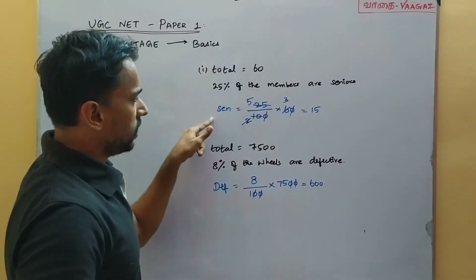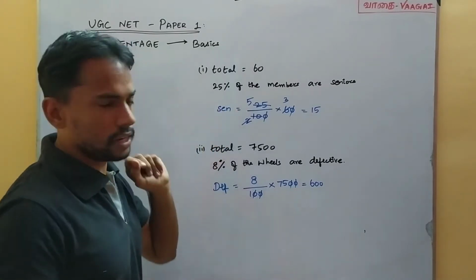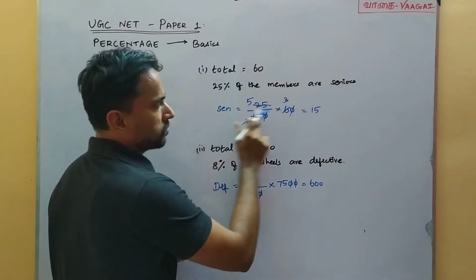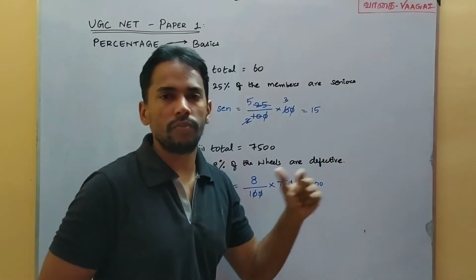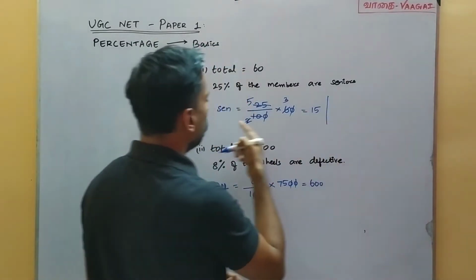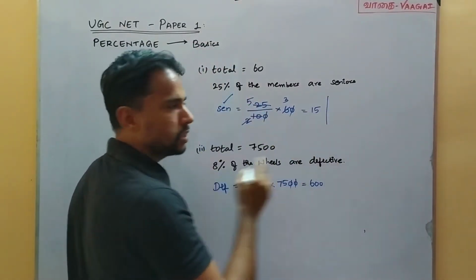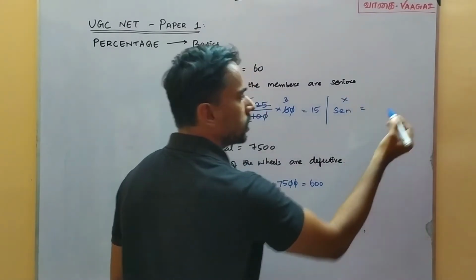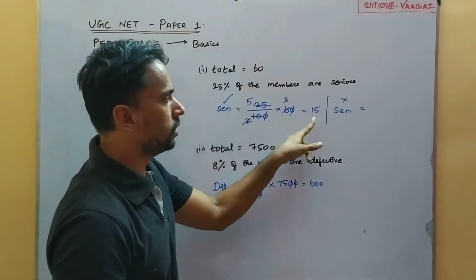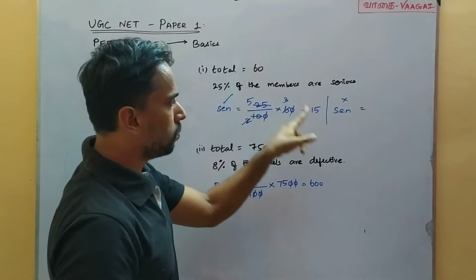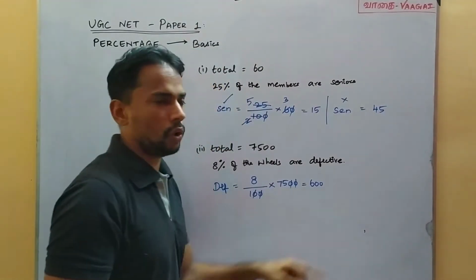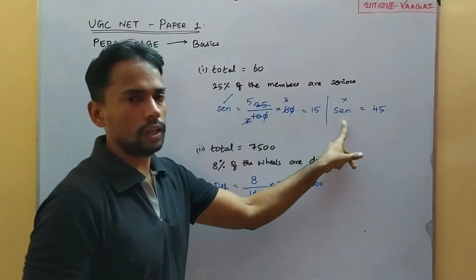See here, in the first example, we calculated the number of seniors. Out of 60 members, we got the number of seniors to be 15 people. In the same question, if we want to know how many members are not seniors, we can just do the total 60 minus the seniors count 15. So 60 minus 15 will give us 45. So 45 members in this team are not seniors.